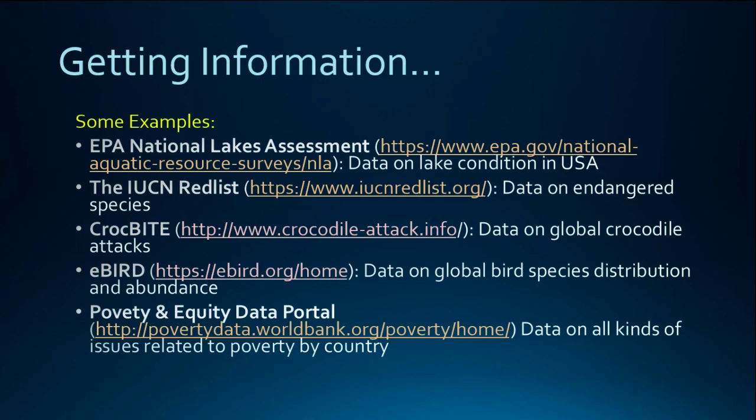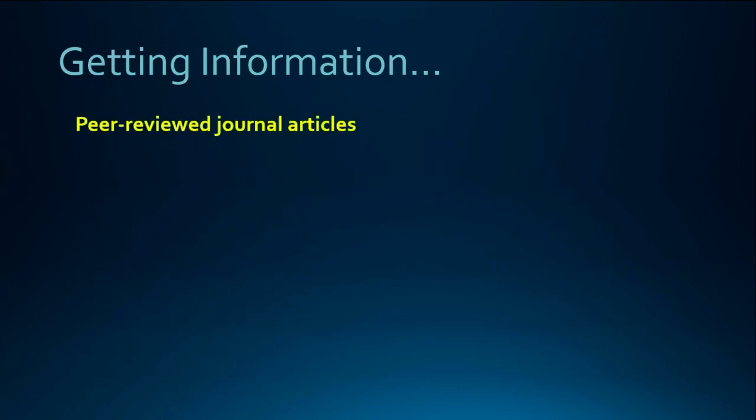And then I added my own econ example, the Poverty and Inequality Data Portal from the World Bank, which gives us data on all kinds of issues related to poverty by country. Guys, this list could go on and on. There are so many great places to get data, and these are primary data sources, and that's what's important to understand, that these large governmental data sources, or these ones that are maintained by nonprofit organizations, are generally primary data.